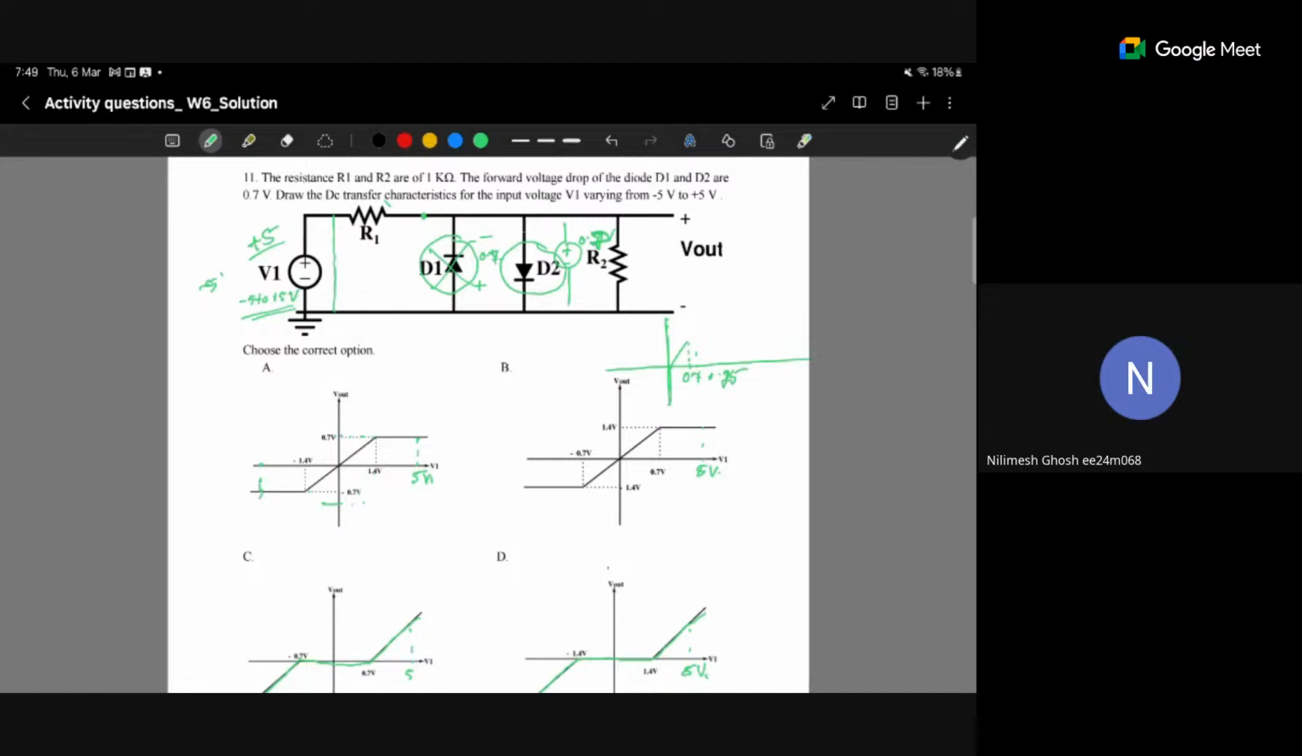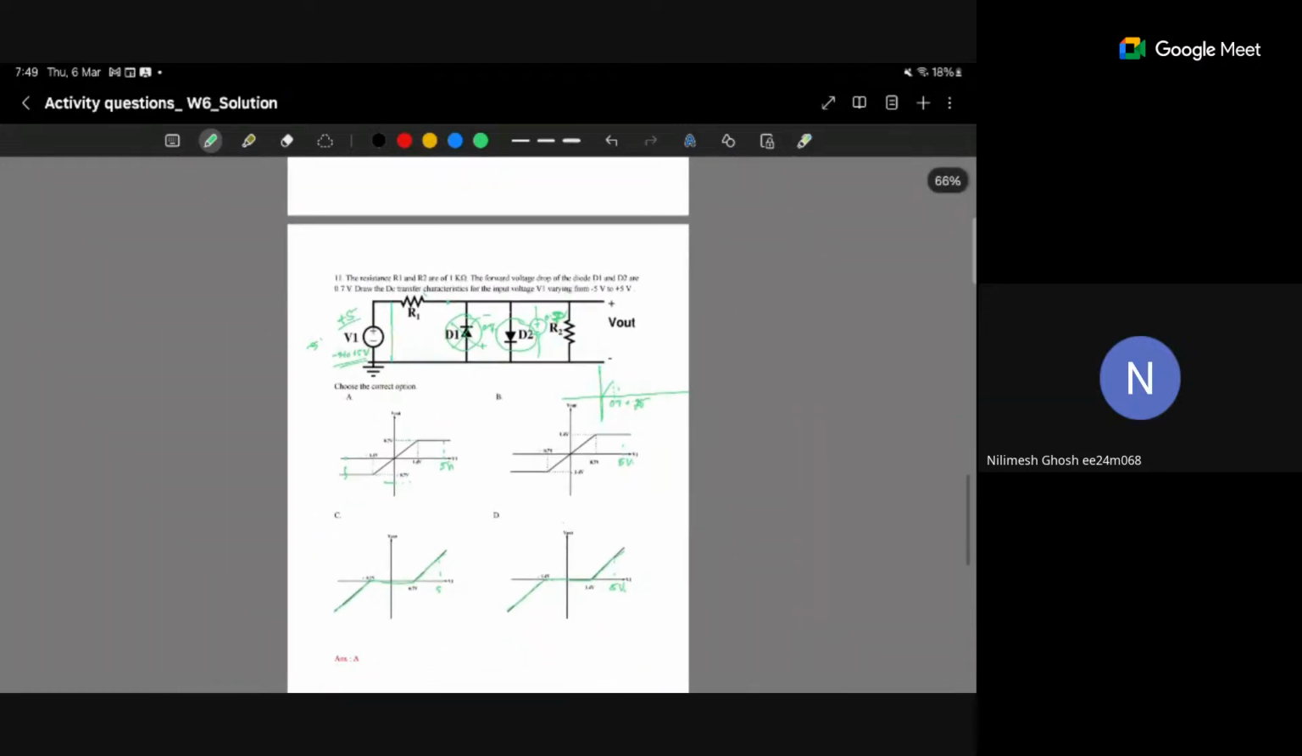Did you all get it? If anyone is not getting this, please tell me. Only one or two are answering that they got it. What about the others? Is everyone getting it? You guys are not willing to turn your mic on.